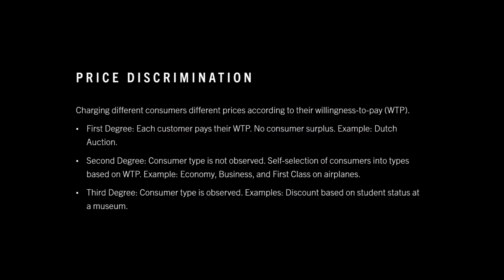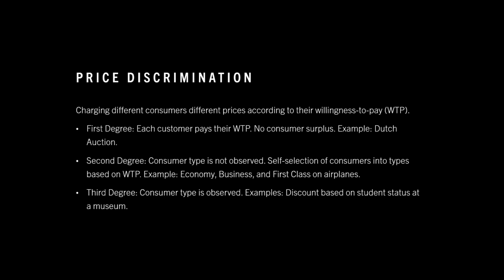If a firm has market power and can engage in price-setting behavior, then it can also engage in what is called price discrimination. Price discrimination means that the firm can charge different prices to different consumers according to their willingness to pay. Firms usually know that various consumer groups or consumer types have different willingness to pay for a particular product. Okay? So there are 3 degrees of price discrimination. The first degree is what is called perfect price discrimination, where each customer pays according to their willingness to pay. And this also results in no consumer surplus.